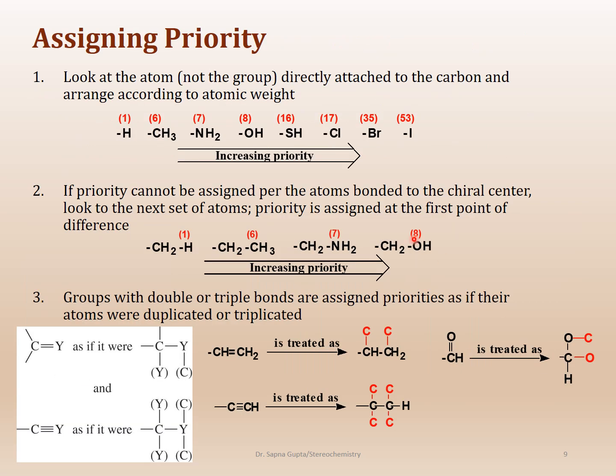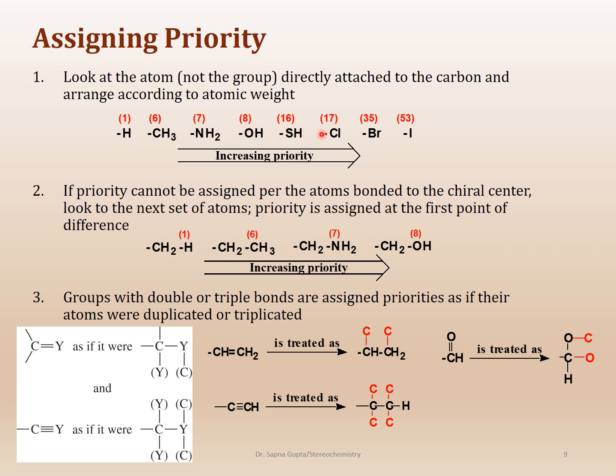Assigning the priorities to groups, as we said before also, is by atomic mass. And so here are some examples for you to go through. This one is if you're looking at an individual atom that is attached. So hydrogen, carbon, nitrogen, oxygen, sulfur, chlorine, bromine, and iodine, this is their order of priority. Hydrogen will always be the last one because it's 1, okay?